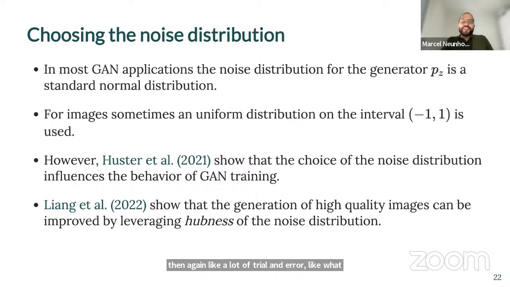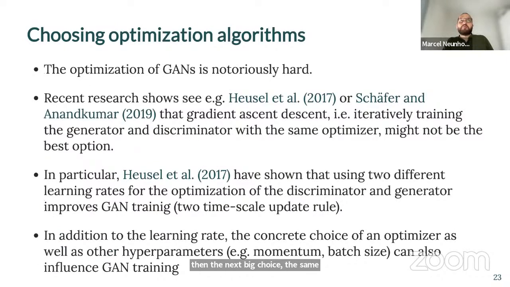Then the next big design choice that you can make in a GAN is choosing the optimization algorithms. And even though it didn't look like that, if you start to play around with GANs by yourself, you will see that the optimization of GANs is notoriously hard. One reason, of course, is that we don't have this sort of direct feedback, as we have in classical neural networks, classical machine learning, whether our training goes in the right direction or not. And on top of that, we have an additional problem in GANs.